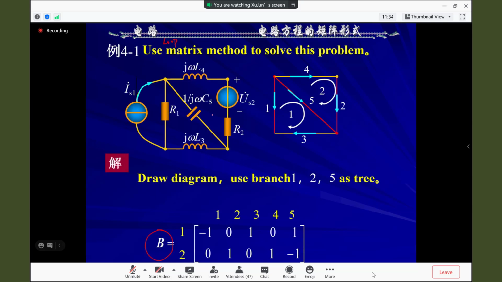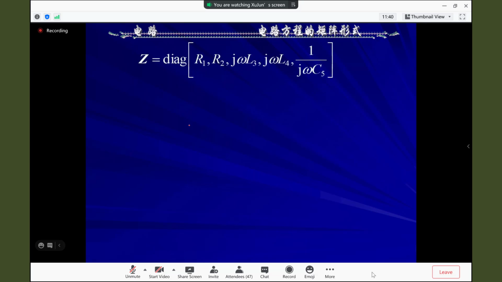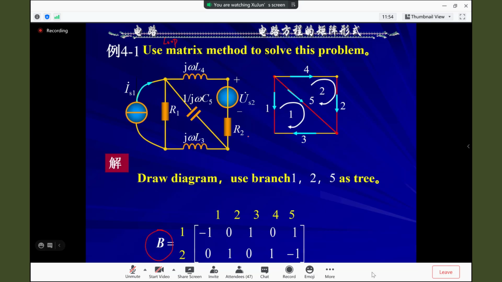For this circuit, we have no mutual inductance and no independent source. So the matrix Z is a diagonal matrix. US is a voltage source. IS is a current source. Pay attention. This position is negative.